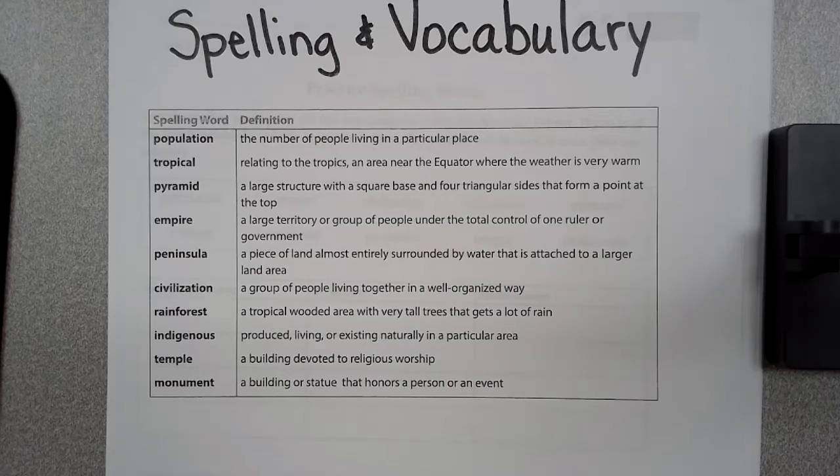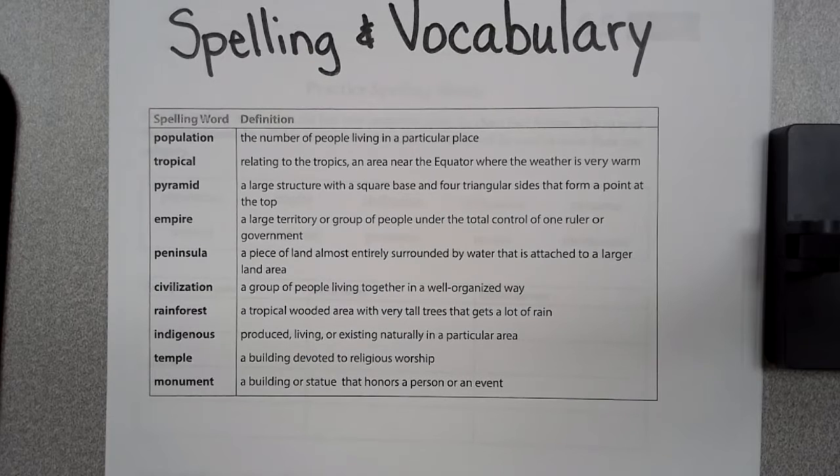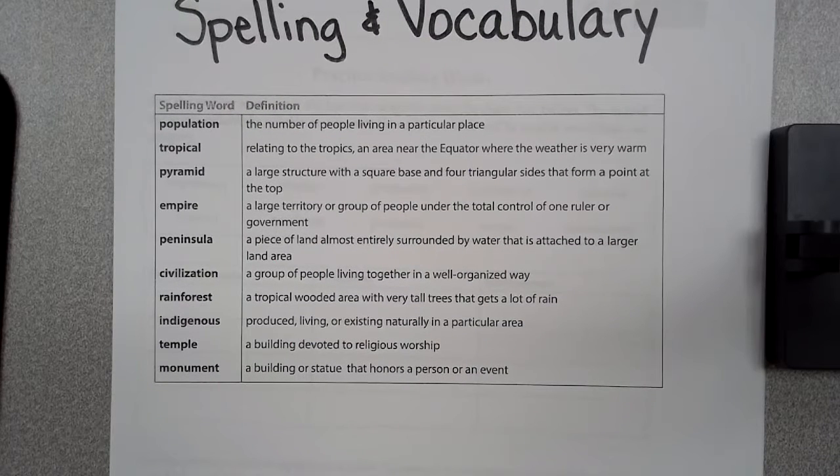Number 1 is population. Population is the number of people living in a particular area. Tropical, relating to the tropics, an area near the equator where the weather is very warm. Pyramid, a large structure with a square base and 4 triangular sides that form a point at the top. Empire is a large territory or groups of people under the total control of one leader or government. Peninsula is a piece of land almost entirely surrounded by water that is attached to a larger piece of land.